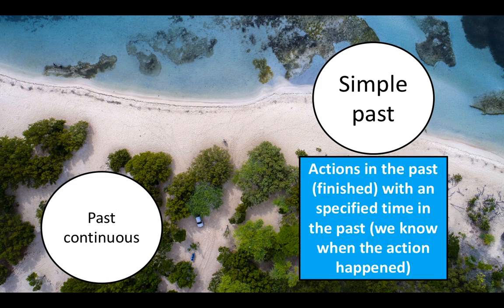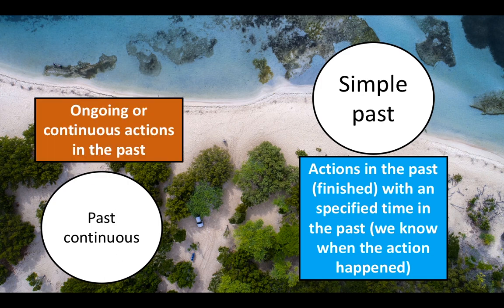We use the simple past to describe actions in the past that are finished and have specified time in the past. That means that we know when the action happened. We use specified times in the past. Examples of specified times in the past: yesterday, 2 weeks ago, a year ago, at 9 in the morning, in 1995, in 2015, May 1st, 2020. Remember, in the simple past, we use specified times in the past.